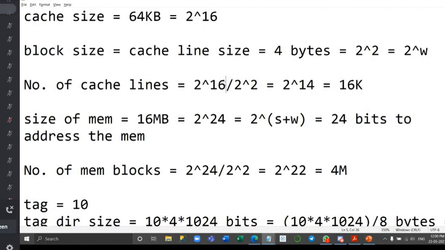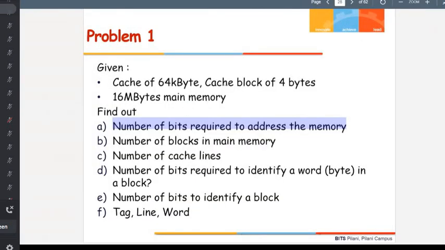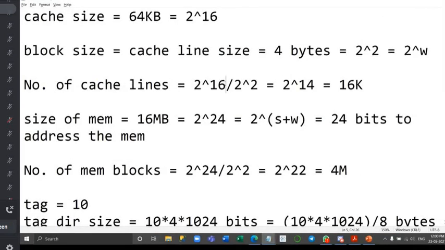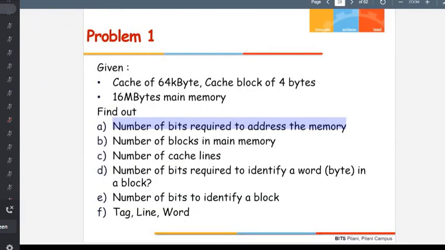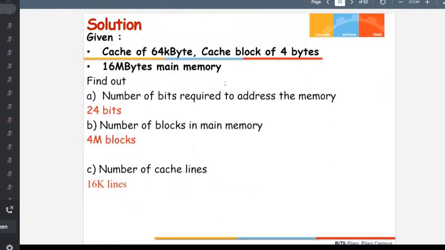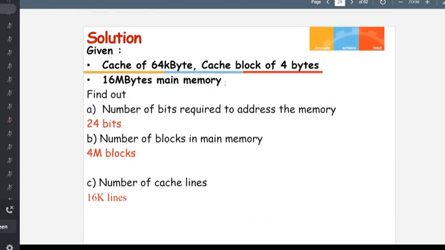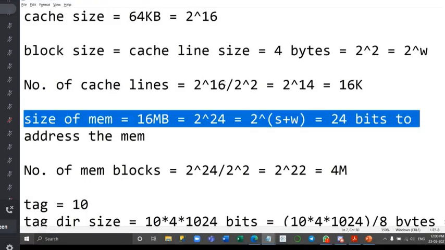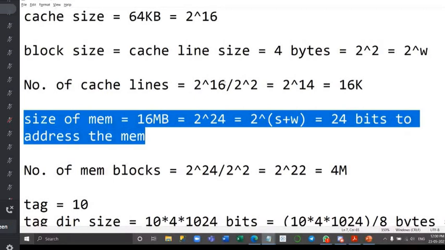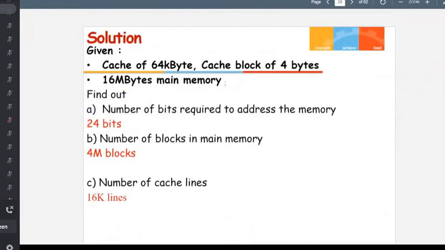Understood. So we found the number of cache lines to be 16K. I think the first 3 answers are given. We have 24 bits to address the main memory. How did we get 24? 16 MB is 2 to the power 24. Hence, to address the entire memory, we need 24 bits.